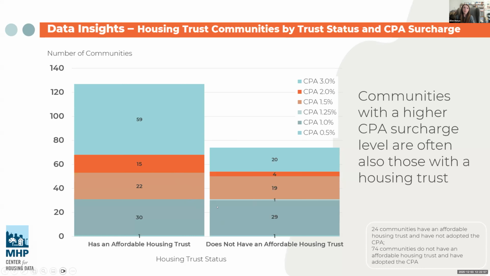So almost 4 times as many communities with a trust have a CPA surcharge of 2%. About 3 times as many with a trust have a surcharge at 3%. So again, we're not looking at any sort of causality or statistical significance in these, but these are really interesting patterns in understanding where we're seeing both trusts and these higher CPA surcharge levels.